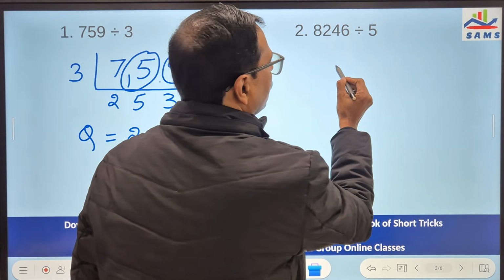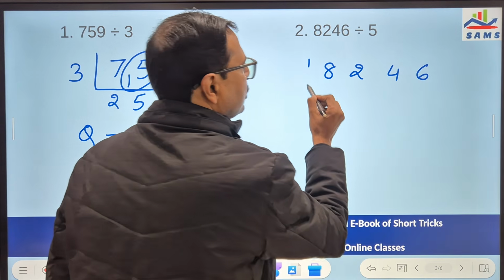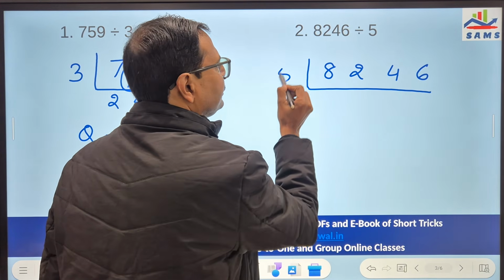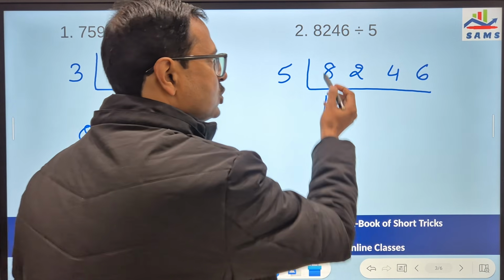Likewise, 8246, and I need to divide that by 5. 5 1 times gives me 5, which is closest to 8.